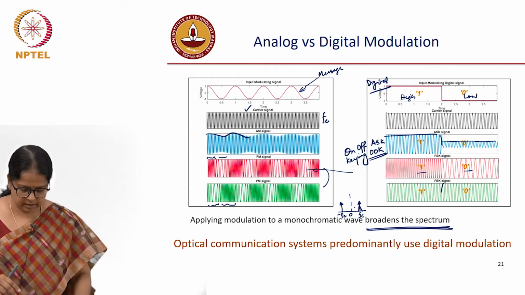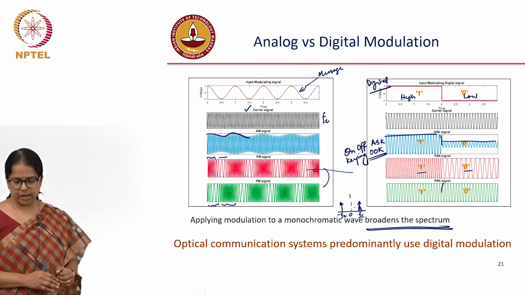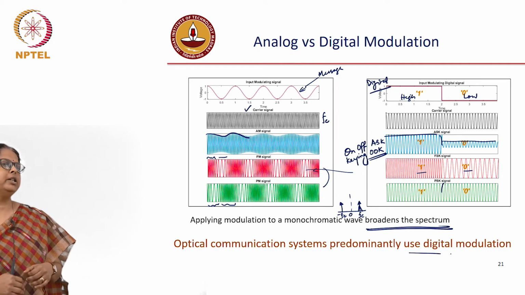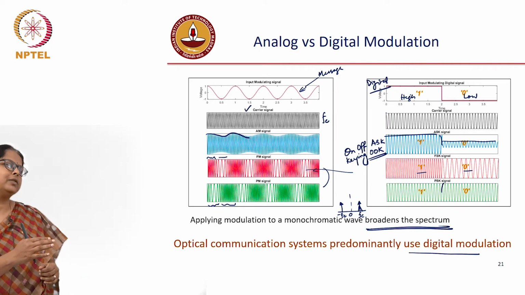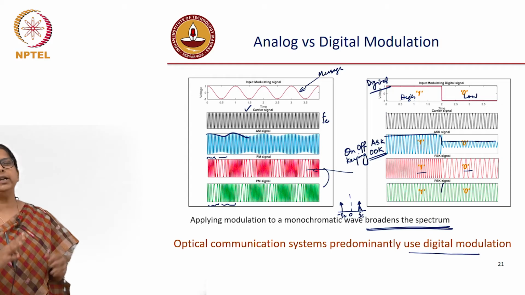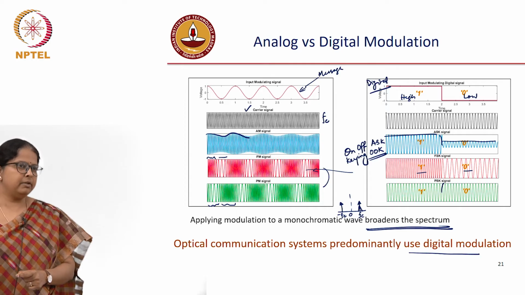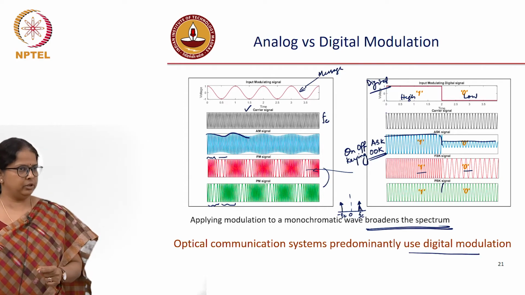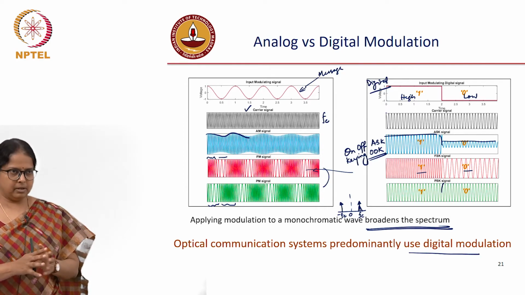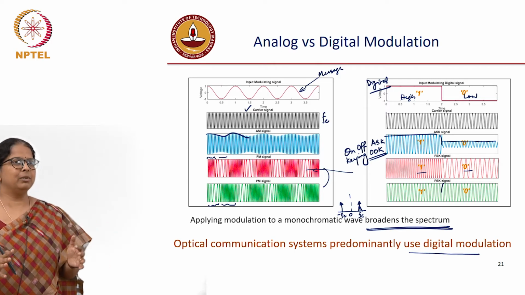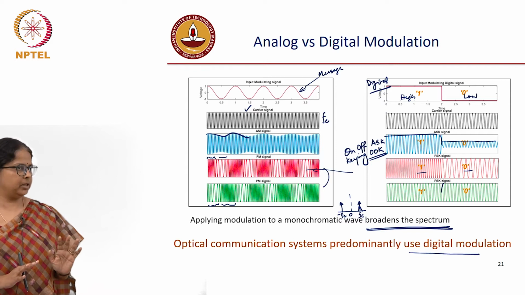Now, conventionally optical communication is predominantly digital modulation. I would say I can go to the extent of saying optical communication is only digital modulation, but there are very few rare exceptions. We will talk about those exceptions later during the course. But for 99% of the course content, we are talking about digital modulation in optical communication.